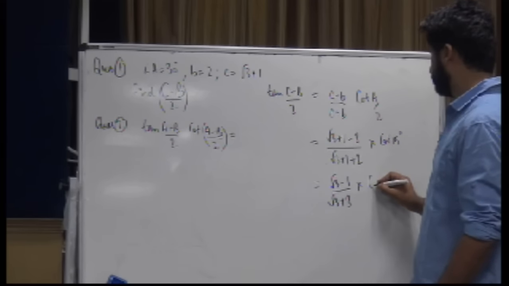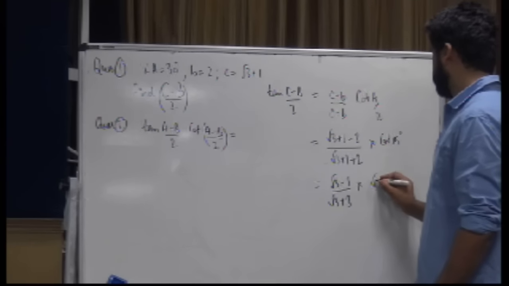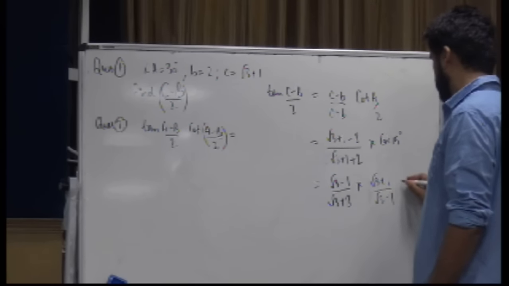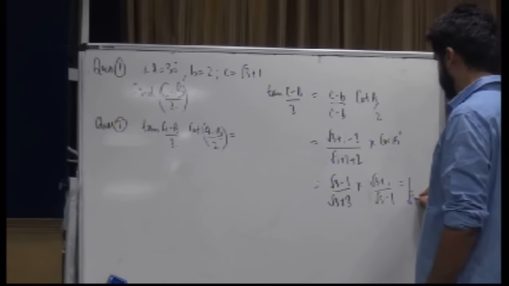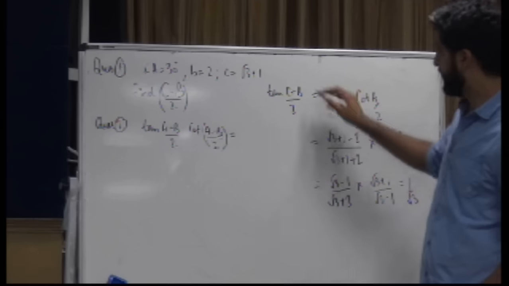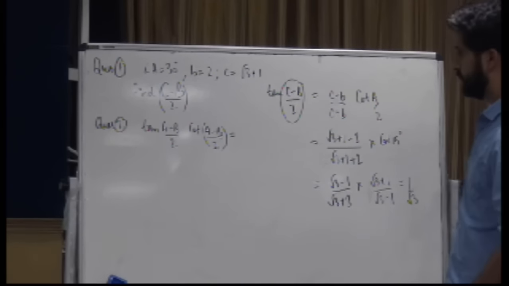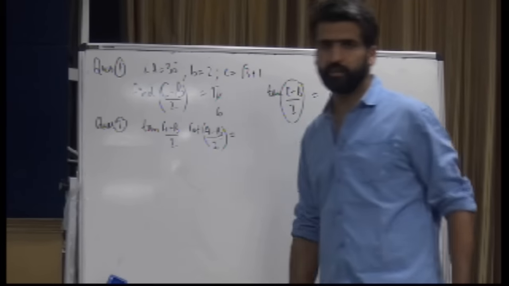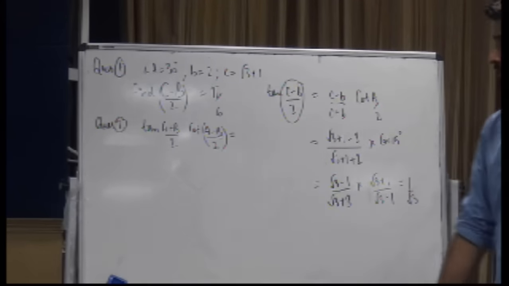Okay, we write it down your way. Root 3 plus 1 upon... So we get 1 by root 3. Right? So when is tan theta equal to 1 by root 3? When theta is equal to 30 degrees, pi by 6. Pi by 6 is the answer.